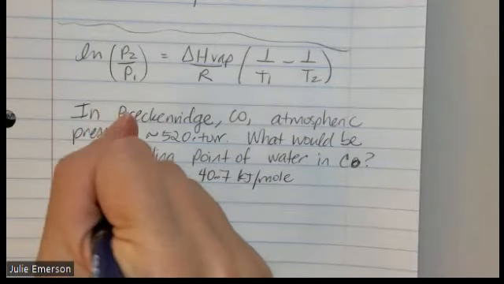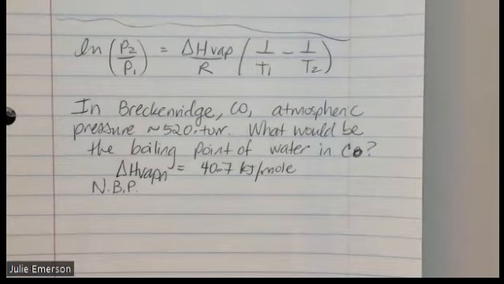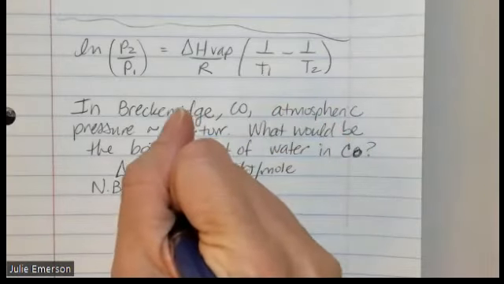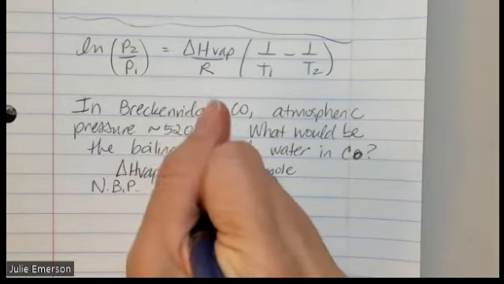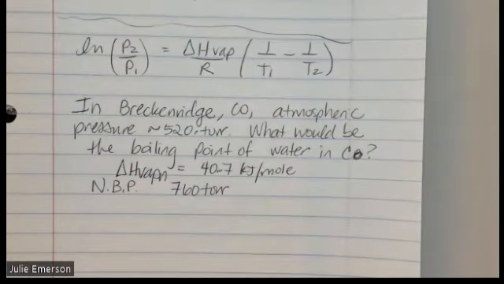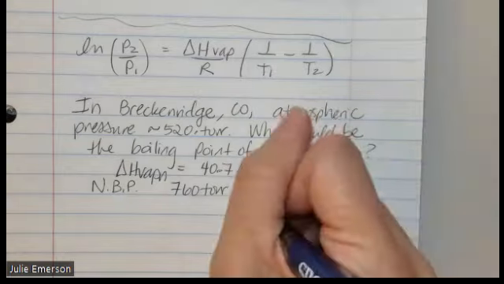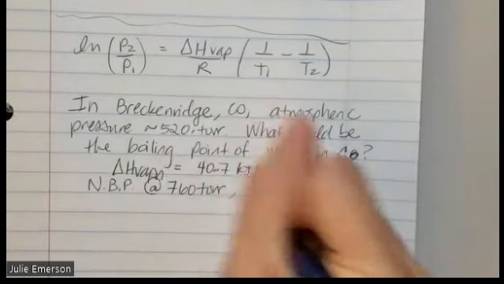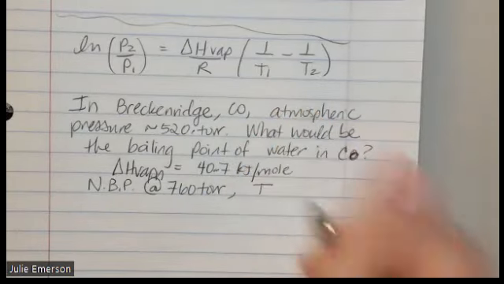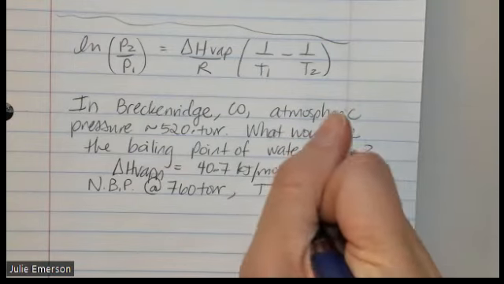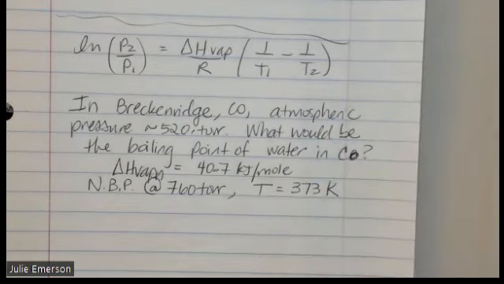The other thing we need to know here is something called the normal boiling point, NBP. I wish they had called it standard boiling point, because that would make more sense. It's the boiling point at standard pressure, which is 1 atm or 760 torr. When we learned the boiling point of water as 100 degrees Celsius, that's at standard pressure, 1 atm, 760 torr. So at 760 torr, your vapor pressure will be 760 torr when your temperature is 100 degrees Celsius or 373 Kelvin.